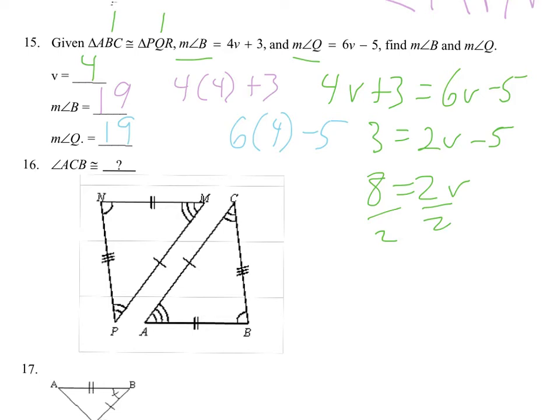Number 16, angle ACB is congruent to what? Well, angle ACB is the angle with the 2 marks on it. So look at the other triangle. Which angle has the 2 marks? Those right there. So we could call that either angle P, or we could call it angle MPN or angle NPM.